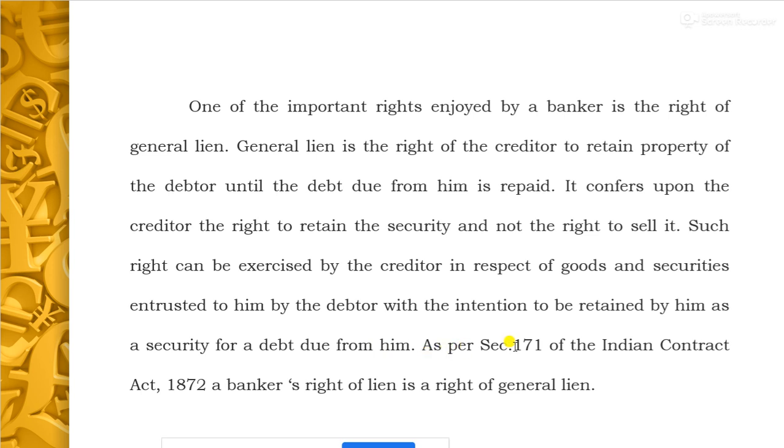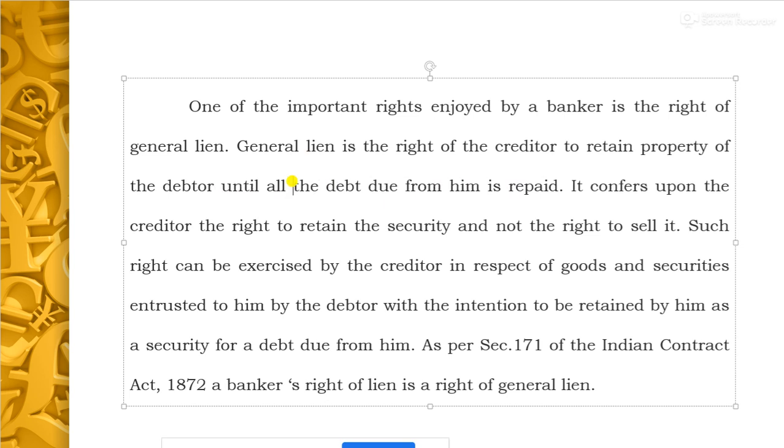Now, as per Section 171 of the Indian Contract Act of 1872, a banker's right of lien is a right of general lien. So, one of the important rights enjoyed by a banker is the right of general lien. So, it's already stated that there are two types of lien, particular lien and general lien. But as far as a banker is concerned, his right of lien is general lien. Now, what is general lien? General lien is a right of the creditor to retain the property of the debtor until all the debts due from him are repaid.